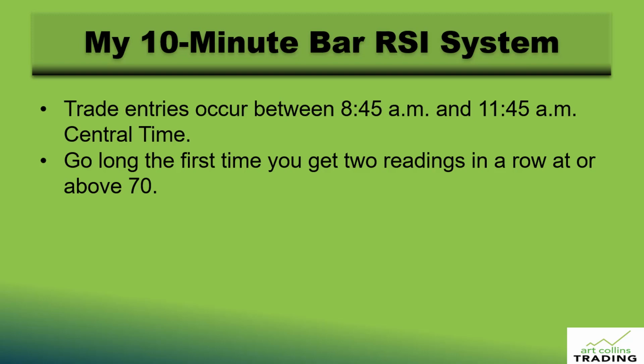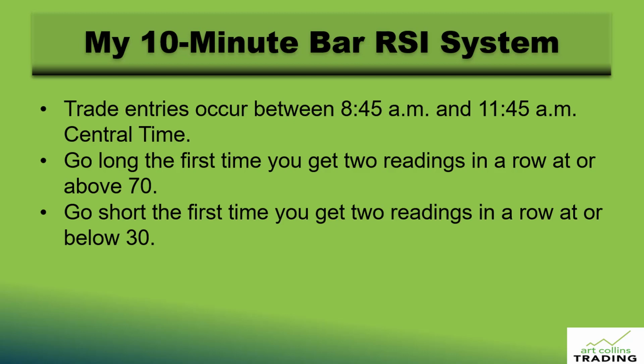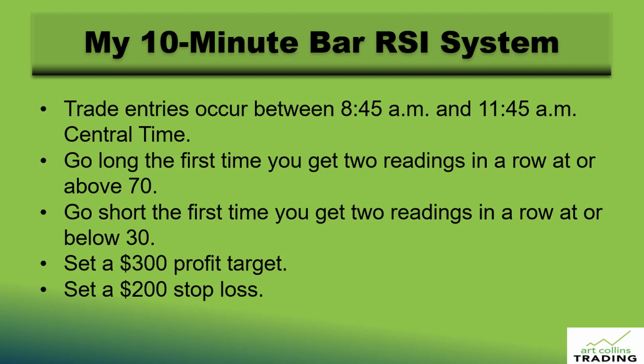All right, and the entry signal for longs is the first time you get 2 bars in a row at or above the 70 overbought level. Conversely, go short the first time you get 2 readings in a row at or below 30. And this is why an OCO order would work. You're going to have profit targets and stop losses. It's going to be a quick sprint, okay?